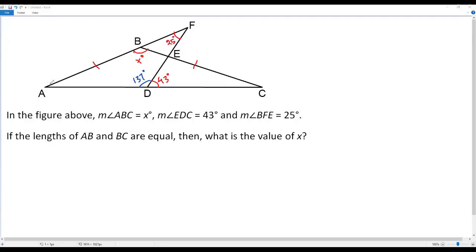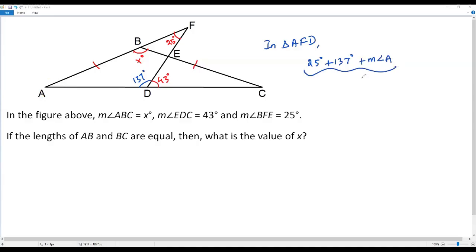Now let me consider the triangle AFD. In this triangle, we know two interior angles, 25 degrees and 137 degrees. Using these two, we will be able to get the interior angle measure at vertex A. Let me add the three interior angle measures in triangle AFD. The first is 25 degrees, the second is 137 degrees, and the third is unknown, the measure of angle A.